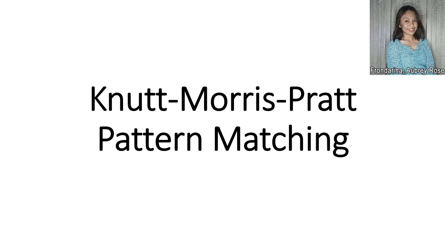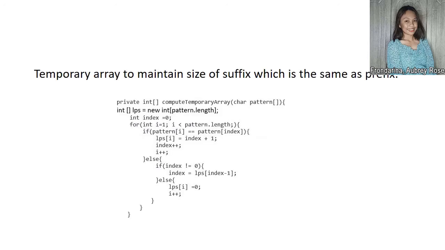Knuth-Morris-Pratt pattern matching, also known as KMP search, can do a substring search in O(m + n). Now, I will explain how KMP search will work. In this case, we will compute the suffix and prefix and what point to start. This is to check if there is a mismatch in the character between text and pattern.